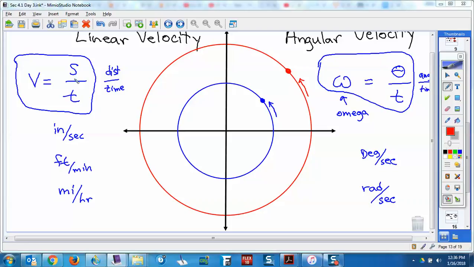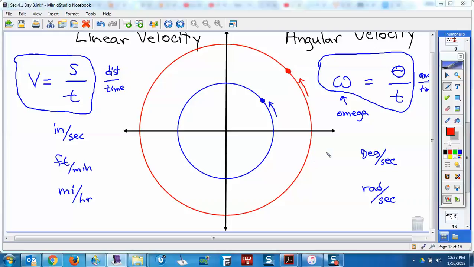So S is the distance divided by a time. That's how you do a rate. Distance divided by time. So if it's inches per second, you want to take inches divided by seconds. Feet per minute, you want to take feet divided by minutes, right? The fraction bar here is a divide. So S divided by T. That's linear velocity. We use V because that's our normal velocity. When we think of velocity, we usually think miles per hour. We usually think feet per second, something like that.